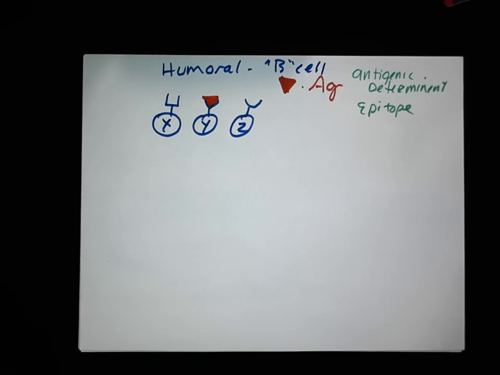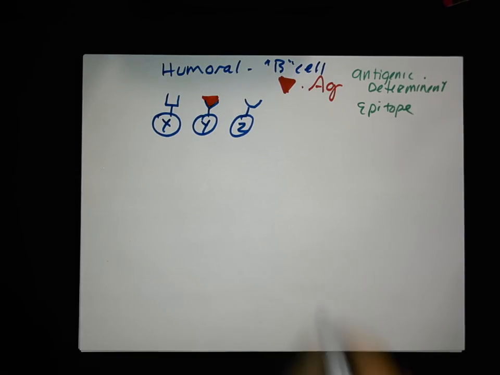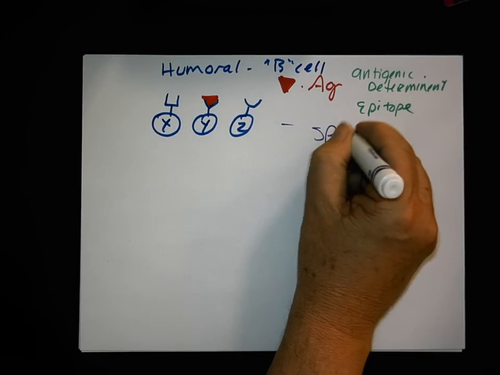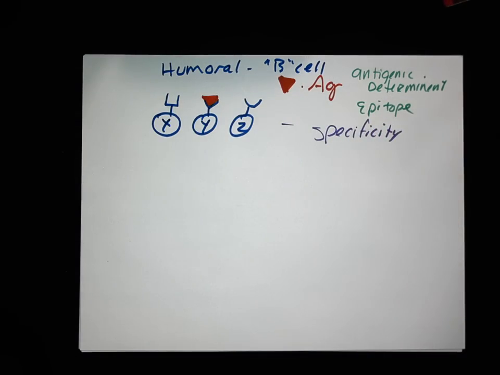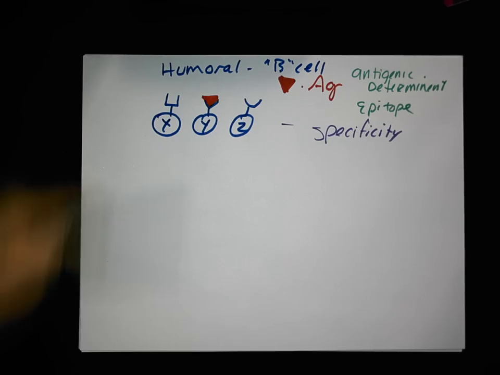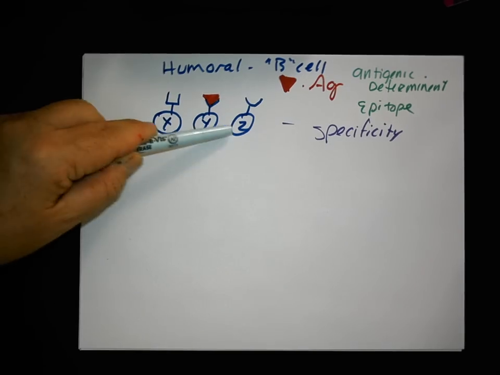That demonstrates in the immune system the need or the result of specificity. One B cell will respond to one specific antigen. So this antigen will not activate this B cell or this one, only this one.